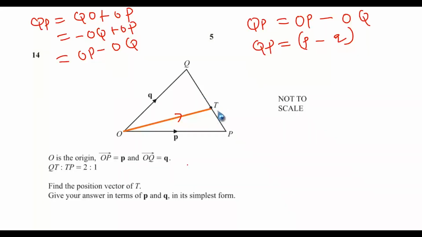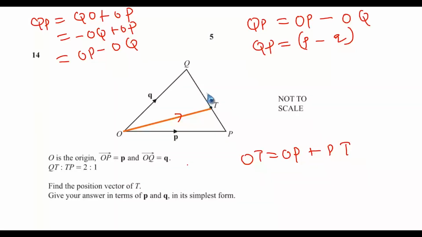Okay, so what we want to get is OT, and OT will be equals to, from here you can see we want to get OT, so that means you move from O to P, then from P to T. So to get OT, you go to OP, then you go to PT. So that is what you need to do.